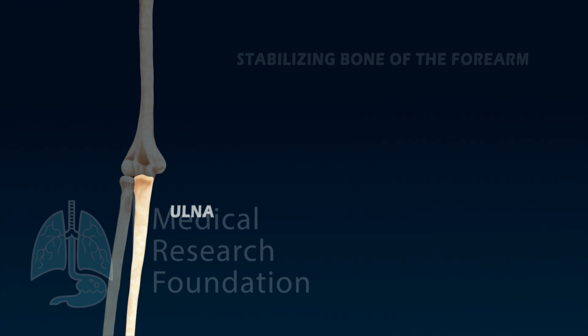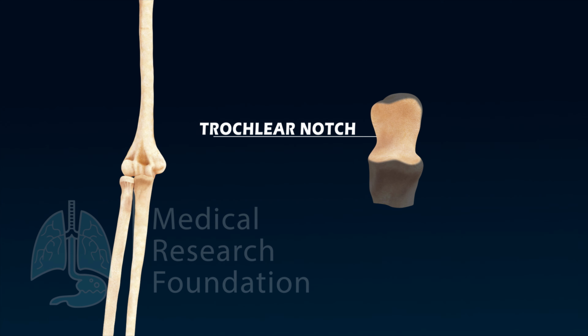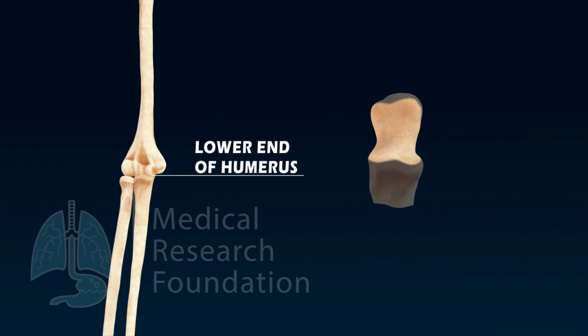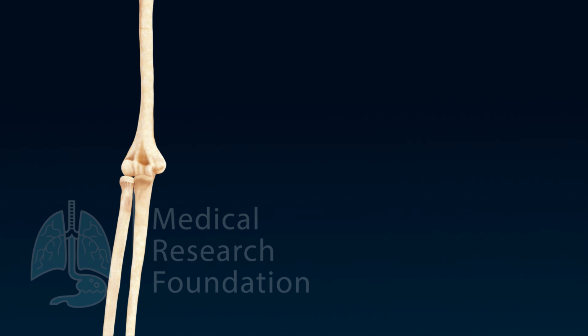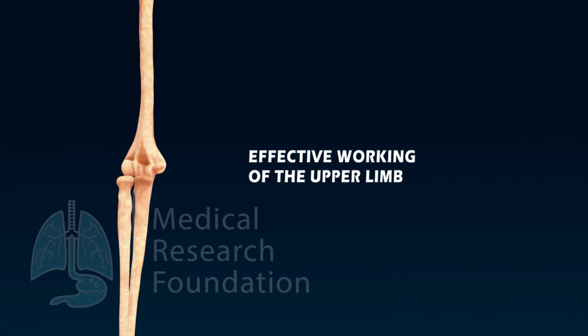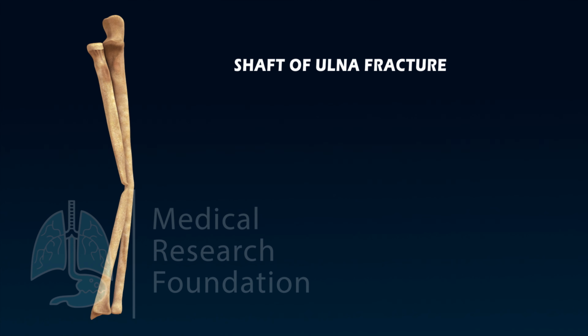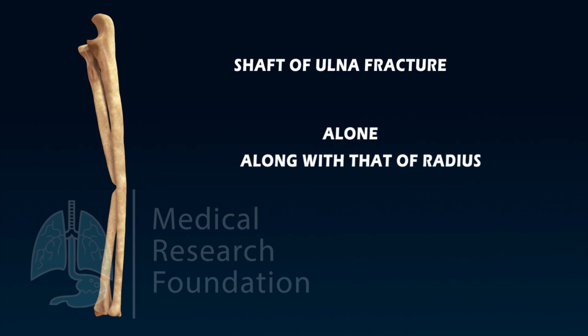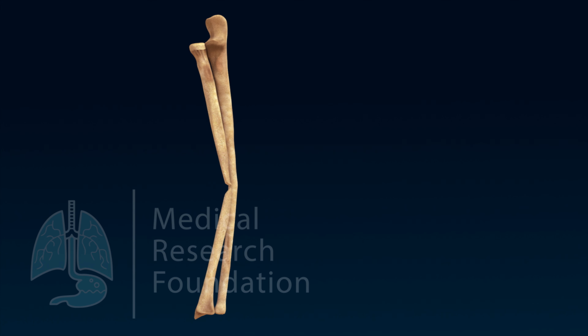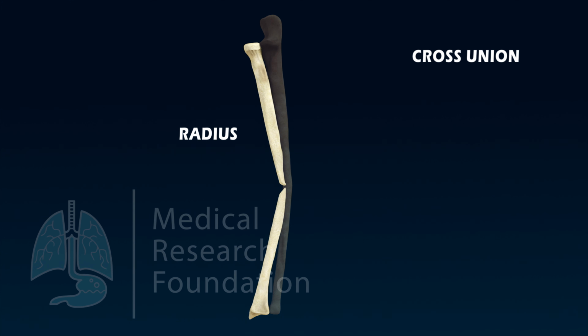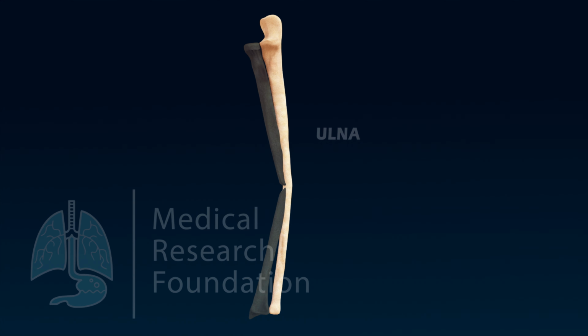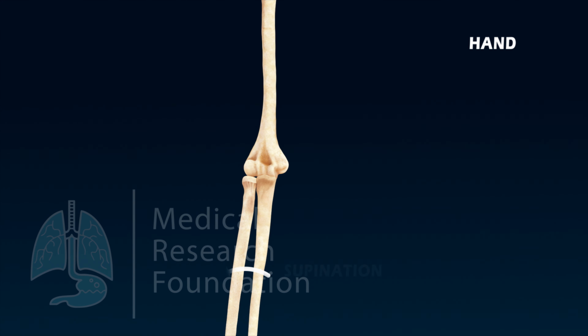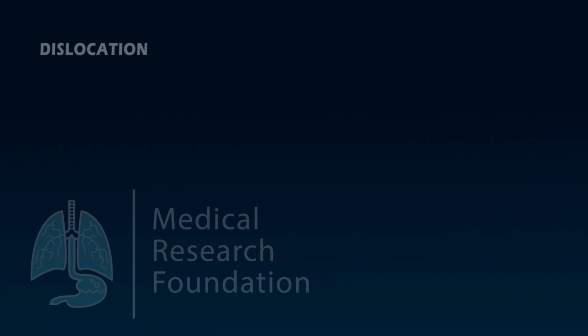Clinical aspects. The ulna is the stabilizing bone of the forearm, with its trochlear notch gripping the lower end of the humerus. On this foundation, the radius can supinate and pronate for effective working of the upper limb. The shaft of ulna may fracture, either alone or along with that of radius. Cross-union between the radius and ulna must be prevented to preserve the pronation and supination of the hand.